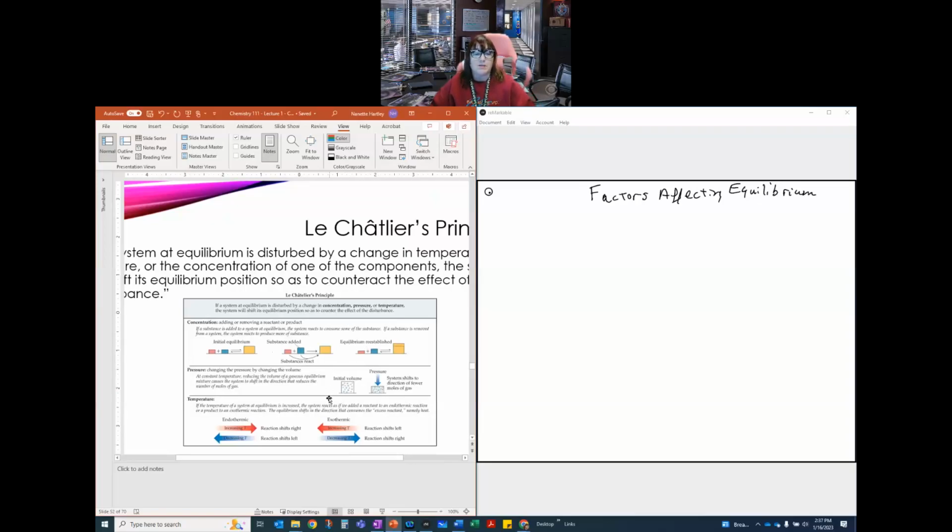Now, this next part is about the temperature. There are two ways that we can talk about a reaction. We can talk about it as being endothermic or exothermic. Exothermic means it takes the energy that it has and gives it to the surroundings. Endothermic means it takes that energy in. So if it's giving off heat, that means that heat is a product.